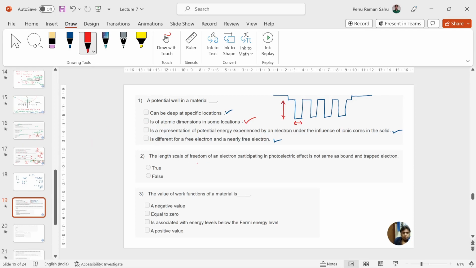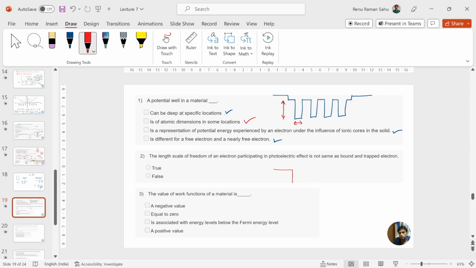The length scale of a free electron participating in the photoelectric effect is not the same as a bound and trapped electron. What is the length scale of a free electron participating in the photoelectric effect? So how does the photoelectric effect happen? The amount of energy that you give in the photoelectric effect is your work function, right? So what is the length scale of that?